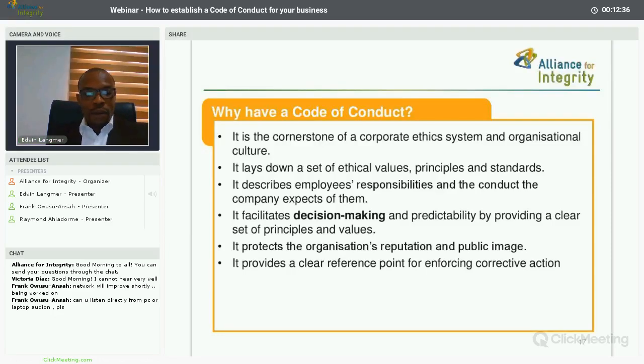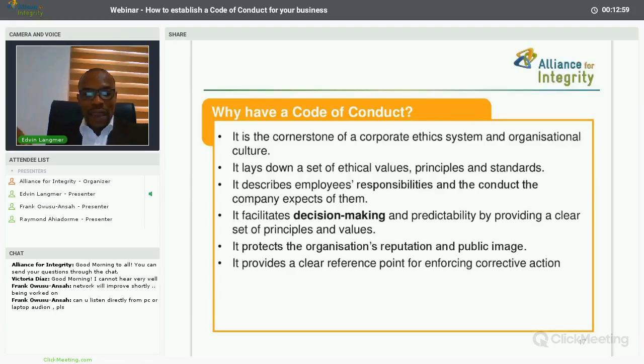The code of conduct also protects the organization's reputation and public image. With the documentation of a code of conduct, everyone understands. It sends a clear message that this organization is a serious organization.